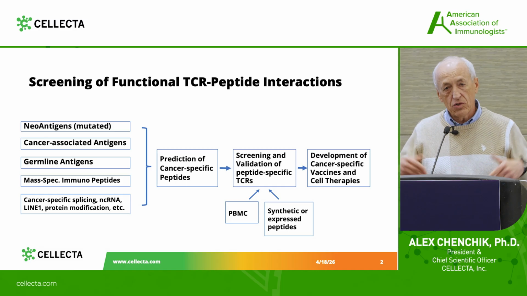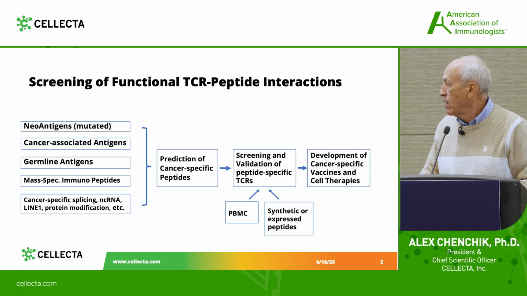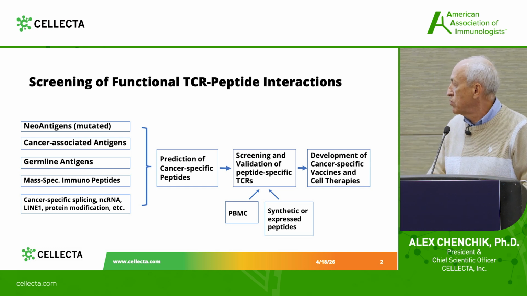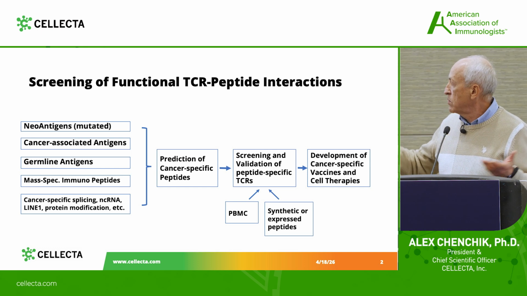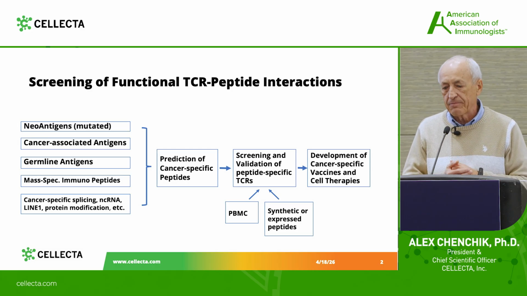cancer cells, and generate a huge list of peptides which need to be screened to see their immunogenic activity, and at the same time to find matched T-cell receptors which recognize them. And in order to do it, you really need to have a screening and validation peptide profiling pipeline.